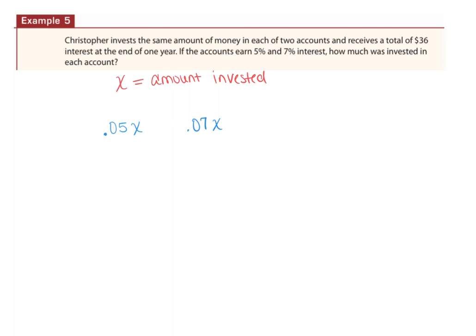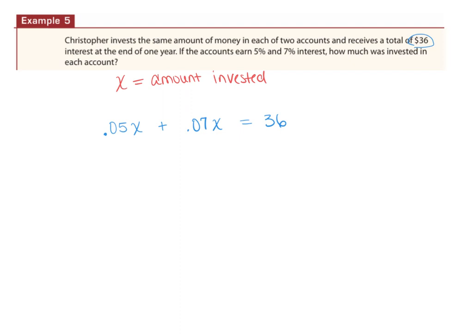How much did he earn altogether? Do we know the dollar amount? Yes, we know that he earned $36. That's on both accounts. So how do I figure that out? Well, I take how much he earned on the first one and I add it to how much he earned on the second one. And that's going to equal how much he earned altogether. Right? He earned 5% on the first, 7% on the second, and altogether $36. All right? We're trying to figure out how much he invested, which is our x variable.